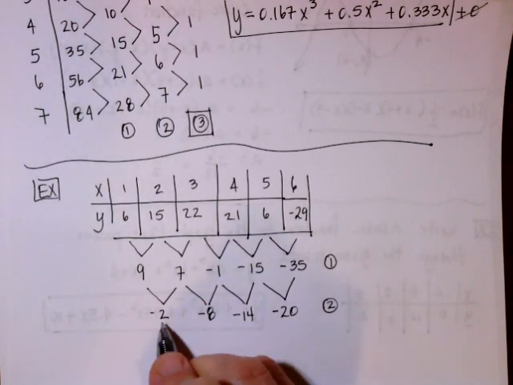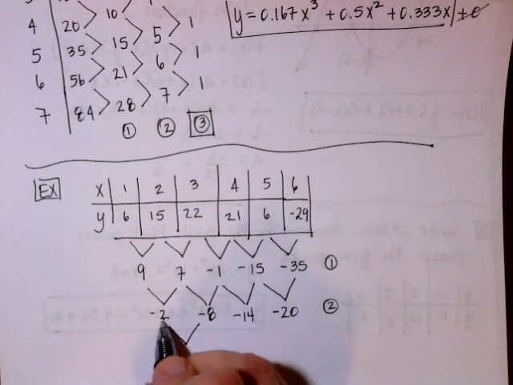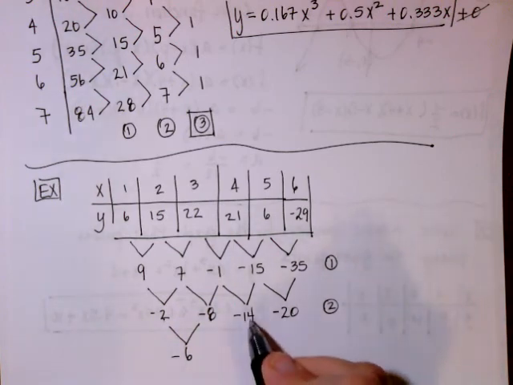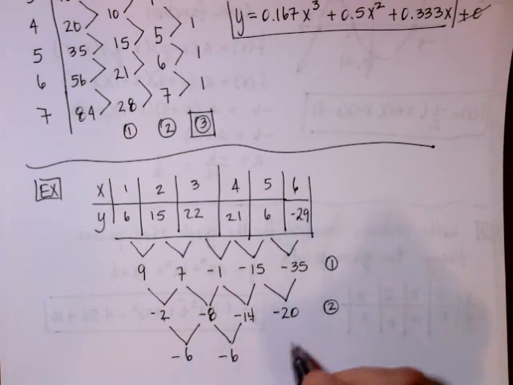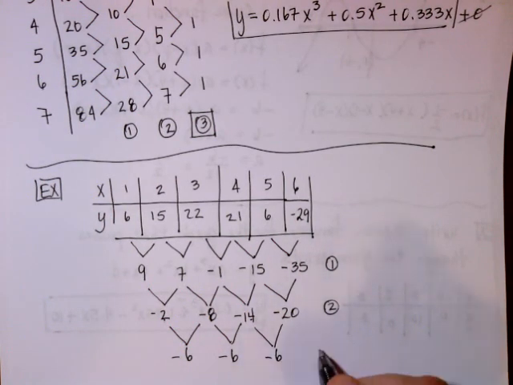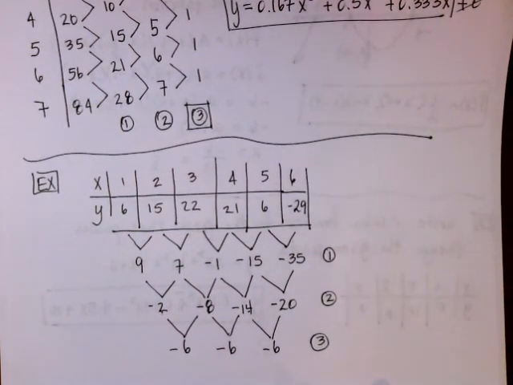A negative 8 minus a negative 2, which is what I've been doing all along, so it's a negative 8 plus 2, is going to be a negative 6. A negative 14 plus 8 is a negative 6, and a negative 20 plus 14 is a negative 6. Now they all match, so now I know that this is a third degree polynomial.